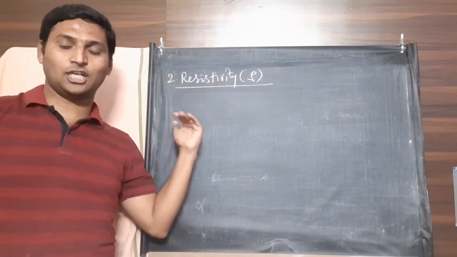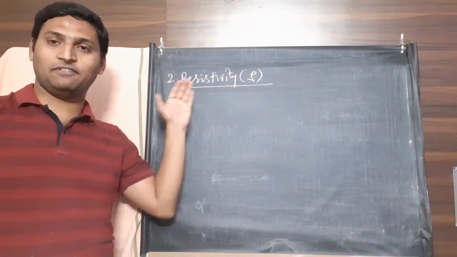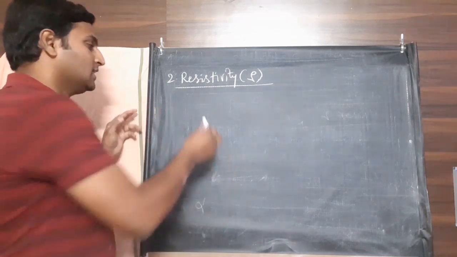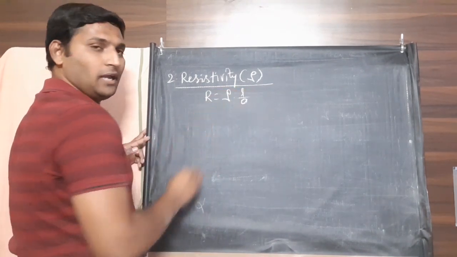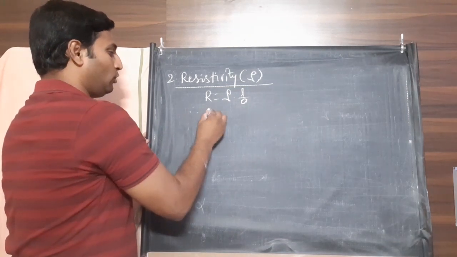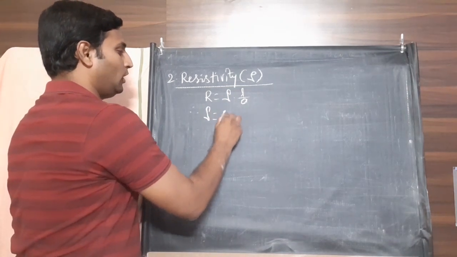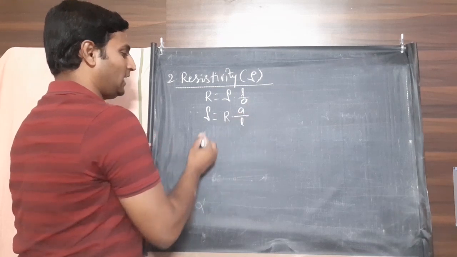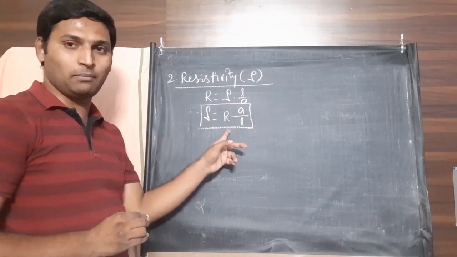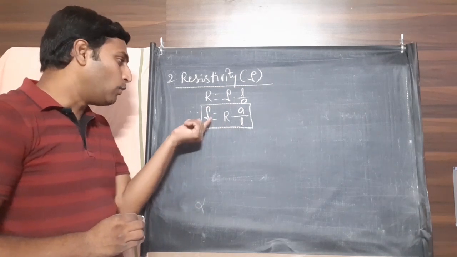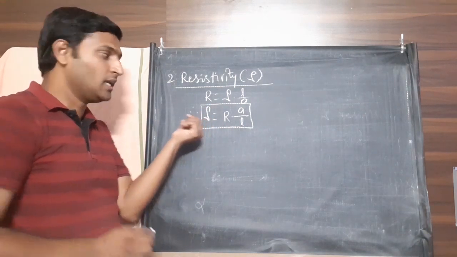From that relation we can understand the definition of resistivity. Just now I was writing that resistance is equal to rho into L by A. Therefore, resistivity rho is equal to resistance into A by L. This is the formula basically. Now, how do we define rho?